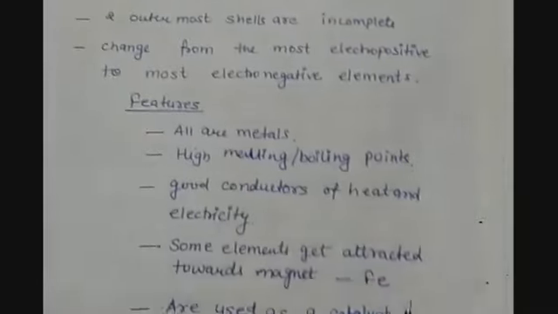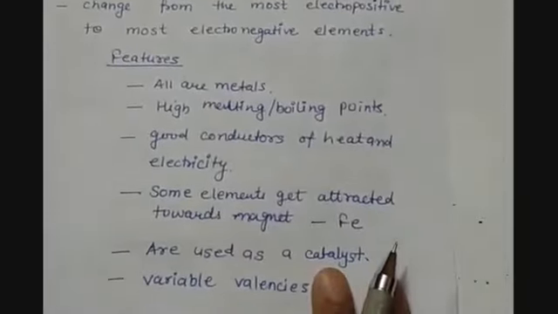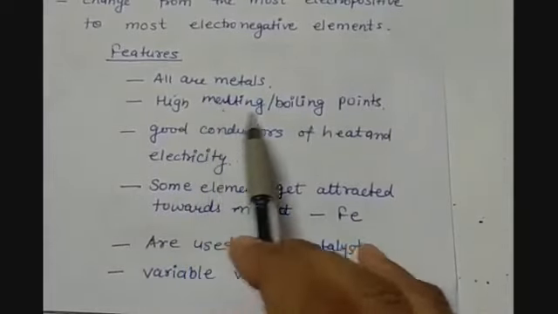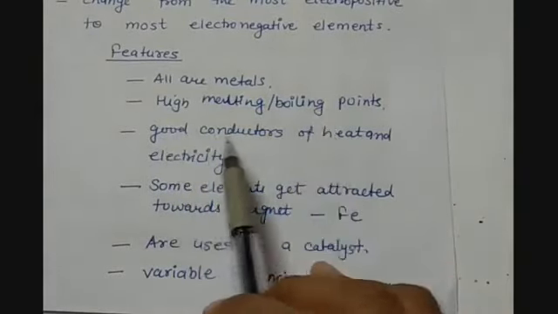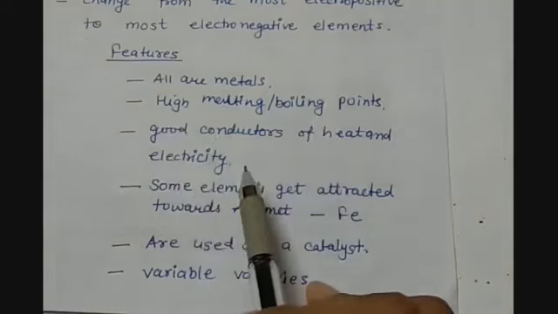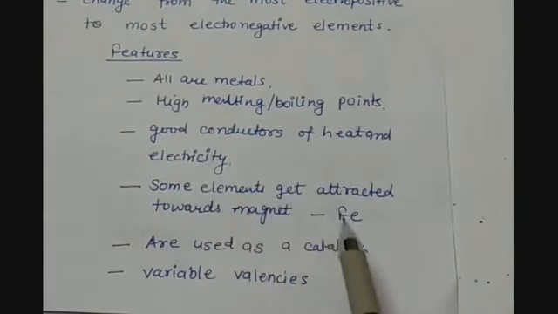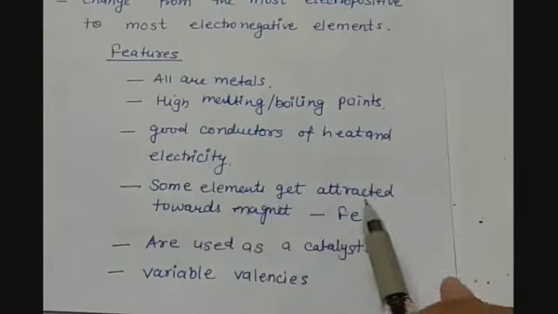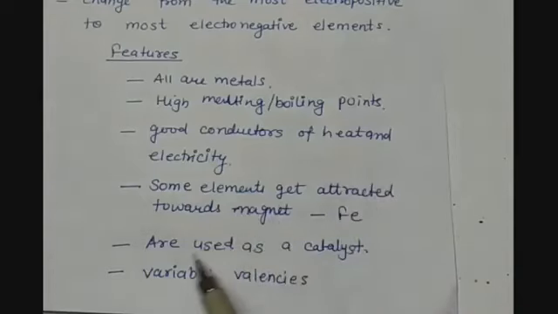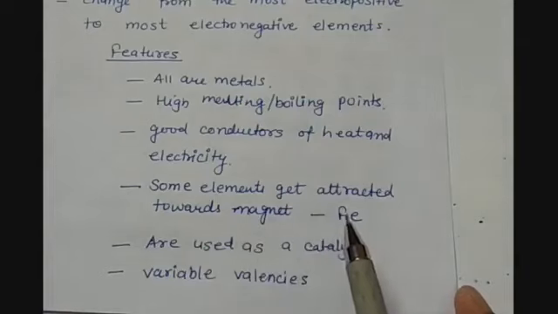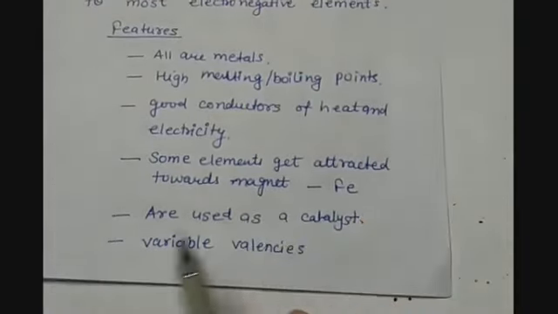Some more features of transition elements are that they are all metals, have high melting and boiling points, and are good conductors of heat and electricity. Some of the elements like iron are attracted by magnets. They are used as catalysts. Most of the transition elements are used as catalysts. And one important feature of them is that they have variable valencies.